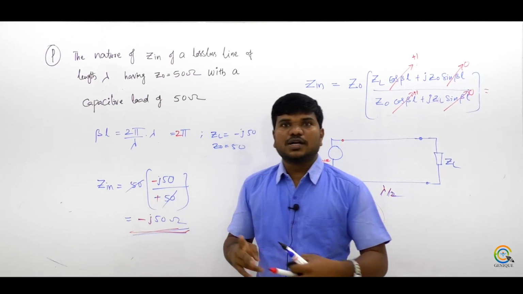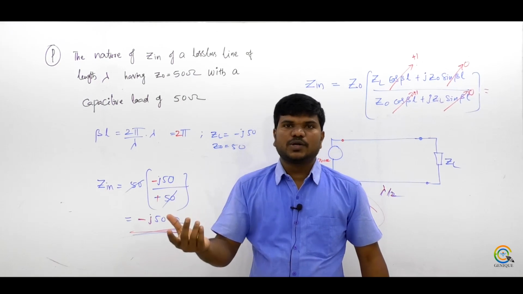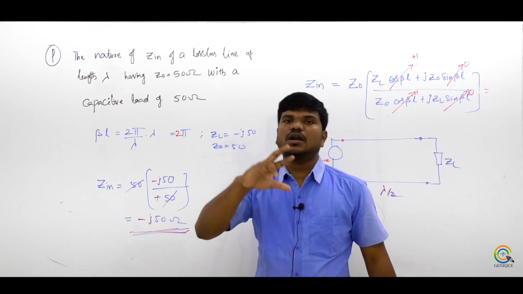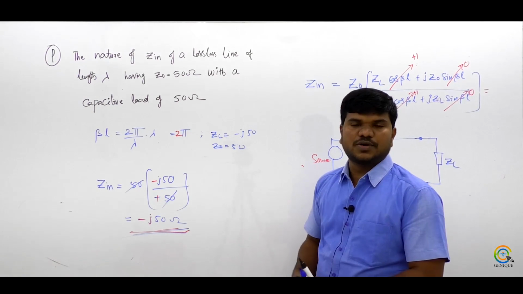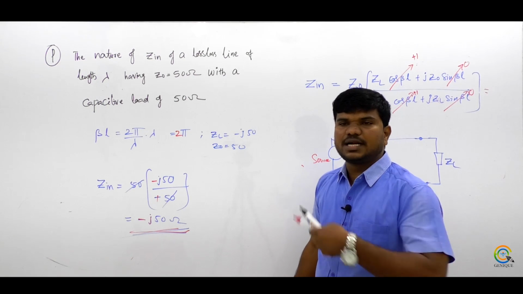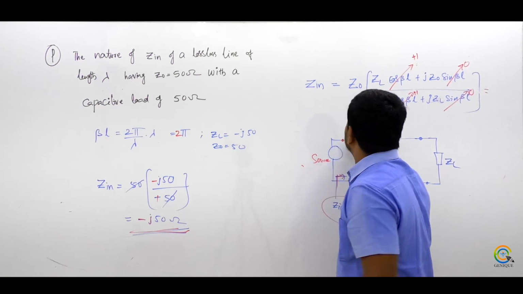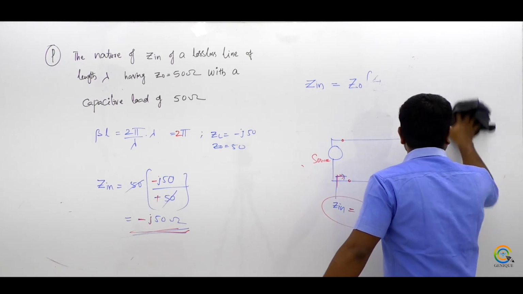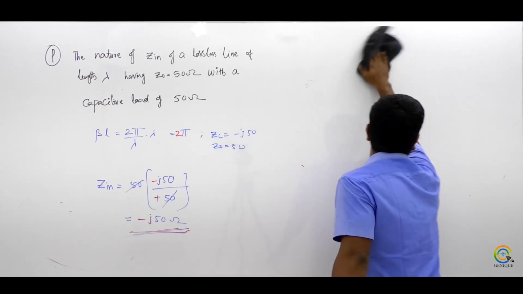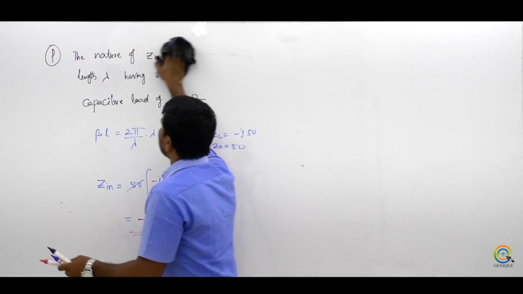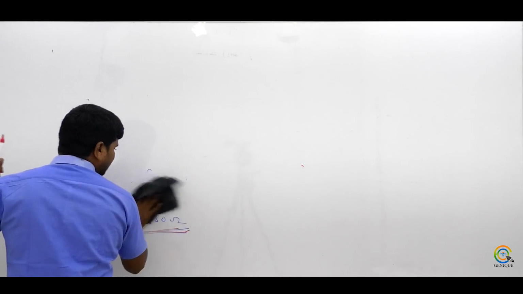Suppose in the examination, if he wants to ask a question from transmission lines, maximum we will use a lambda by 2 line, a lambda by 8 line, a lambda line, or a lambda by 4 line. So you have to write the answer directly by knowing this. If you don't know these concepts, you have to solve from the starting to the ending. It will take more time, even for a 1 mark question. So that is the thing you have to observe.